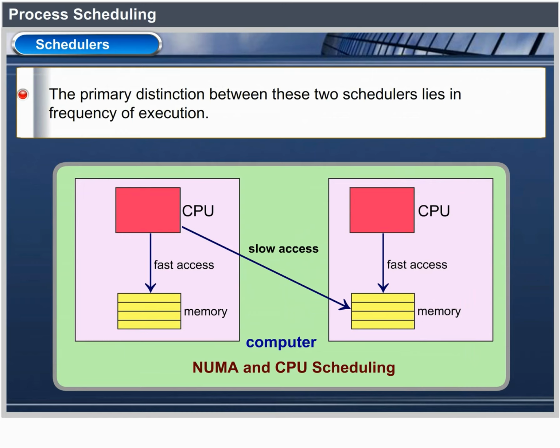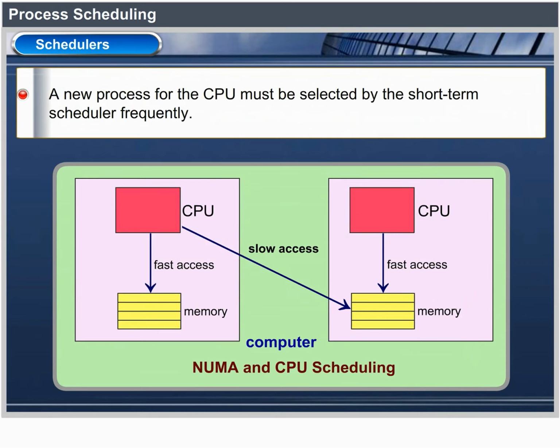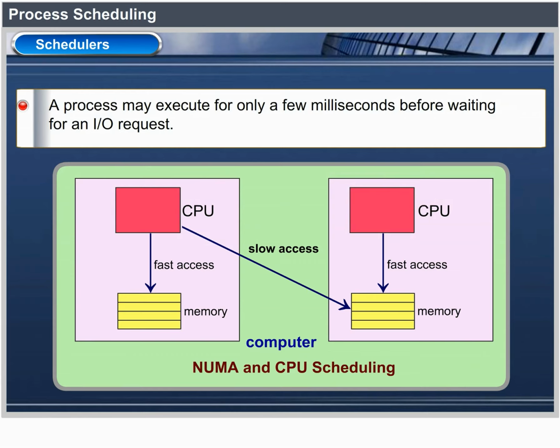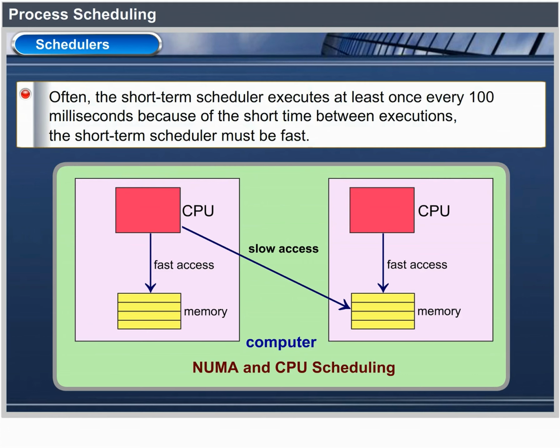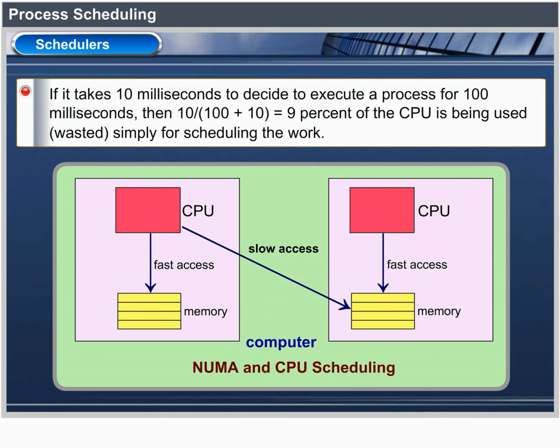The short-term scheduler must select a new process for the CPU frequently. A process may execute for only a few milliseconds before waiting for an input-output request. Often, the short-term scheduler executes at least once every 100 milliseconds. Because of the short time between executions, the short-term scheduler must be fast. If it takes 10 milliseconds to decide to execute a process for 100 milliseconds, then 10 divided by (100 plus 10) equals 9% of the CPU is being wasted simply for scheduling the work.